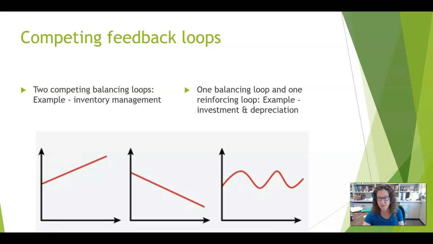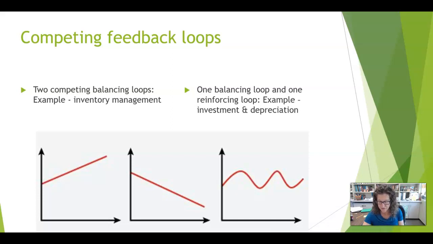At the same time as the reinforcing loop, the investment feedback loop, we also have a balancing feedback loop, which is depreciation, right? The physical obsolescence of our machinery or a factory, or even the skill set of our employees, which needs to be updated periodically to keep up with changing technologies, for example. This is the balancing loop.